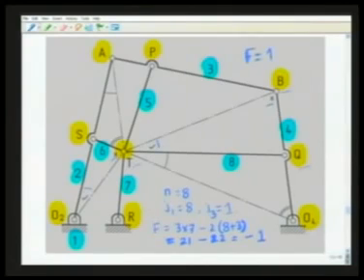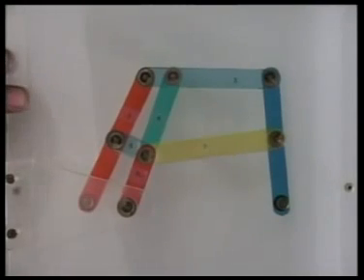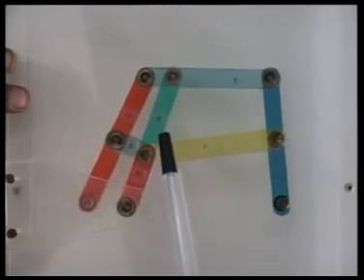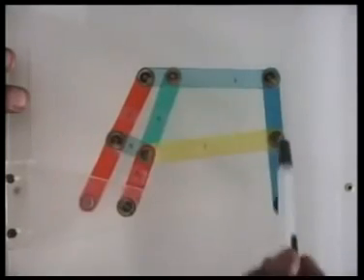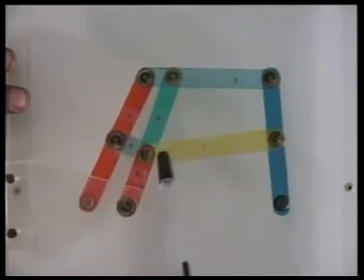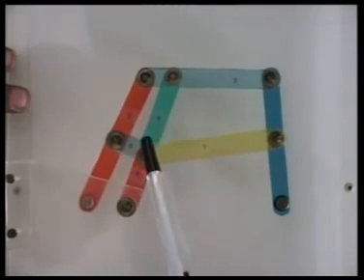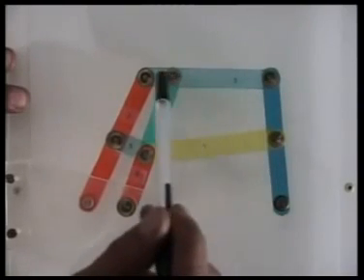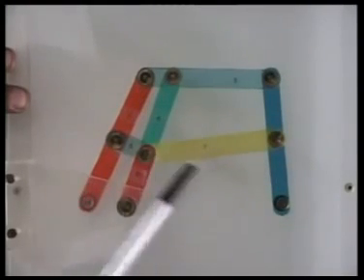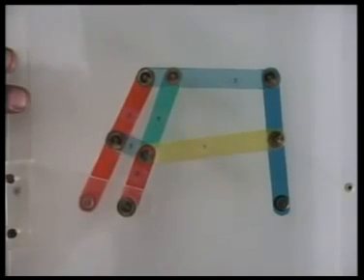F will be 1. That means it will be a constant mechanism with single degree of freedom. Let us now consider the model of this Kempe-Burmeister focal mechanism which we have just discussed. As we see, including this fixed link, we have 8 links, 2, 3, 4, 5, 6, 7, 8. And this is a hinge where 4 links are connected and all other hinges are simple hinges. Accordingly, the formula said the degree of freedom should be minus 1.